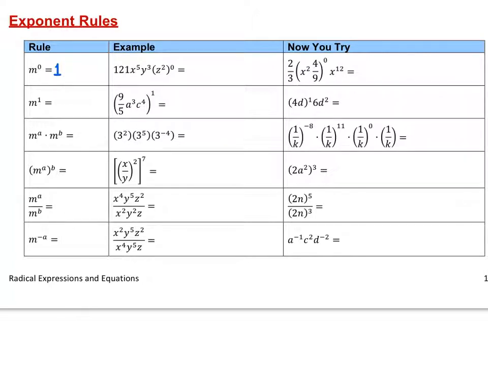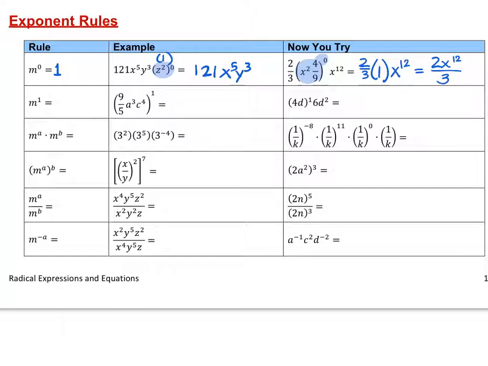Let's take a look at the example. In this case, we have 121 times x to the 5th times y cubed times z squared, and the z squared is raised to the 0 power. That means this is going to be equal to 1. So the result of multiplying all those things together and multiplying to 1 is going to be 121 x to the 5th y cubed. Okay, there is a now you try, which means you're going to pause the video and work on that question, and when you're ready to check your work, you're going to turn the video back on. See you back in a minute.